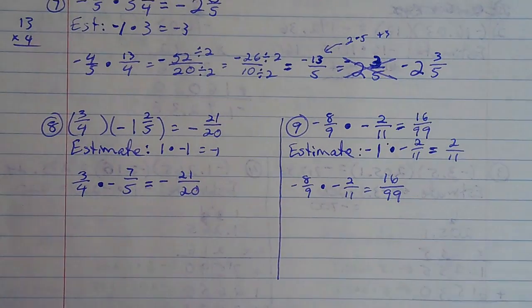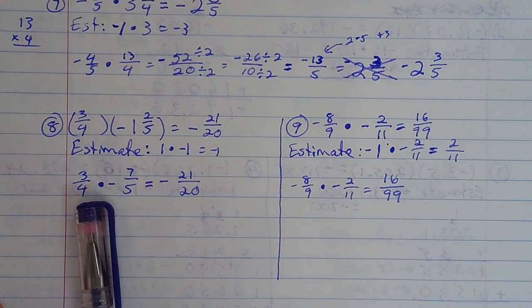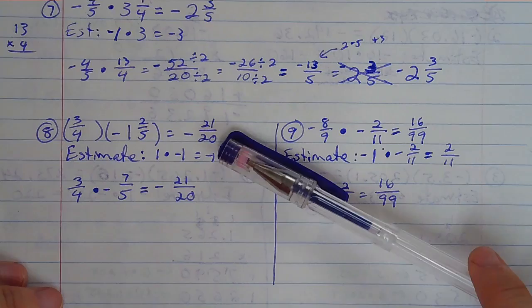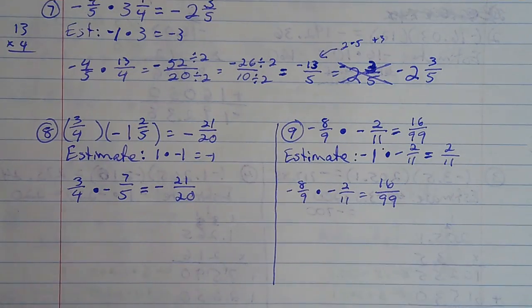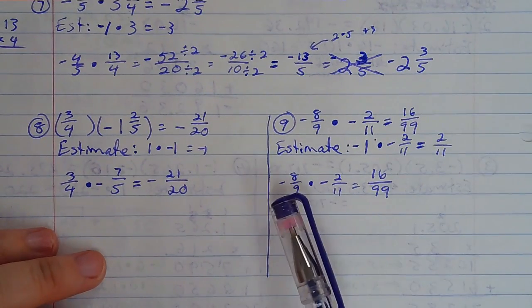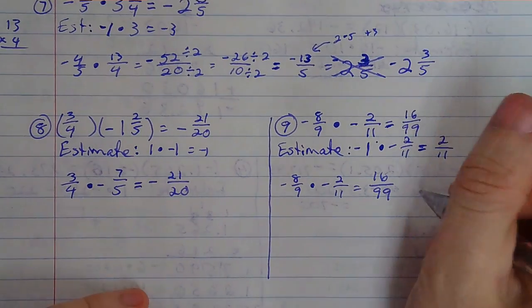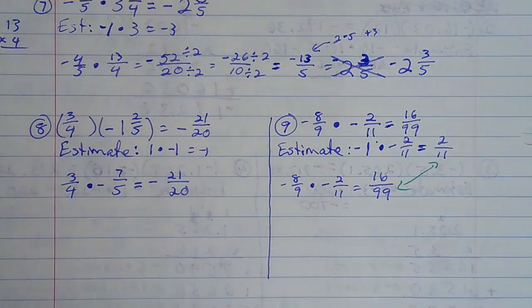Here's what I got. So for this one, I turned the mixed number into an improper fraction, multiplied across, and I got -21/20ths, which is actually very close to -1. And then for this one, I just multiplied straight across. It's negative times a negative, so the answer is positive, and I got 16/99ths. Now, looking at both of these, it's kind of difficult to tell at first if those are even similar, other than they're obviously both pretty tiny.